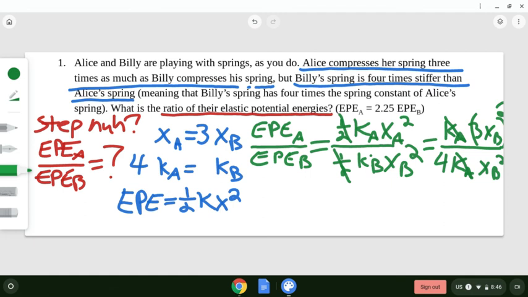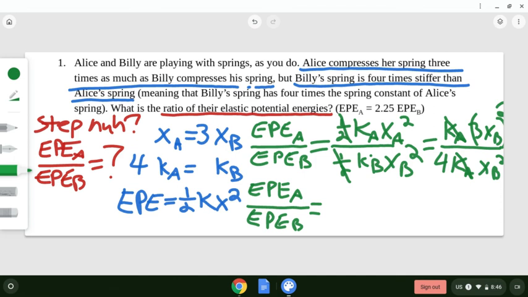And I can't deal with the other stuff yet because of the rules of algebra, because of PEMDAS. So let me just rewrite this a little bit lower and we see what we get. So we still have EPE of Alice over EPE of Billy.